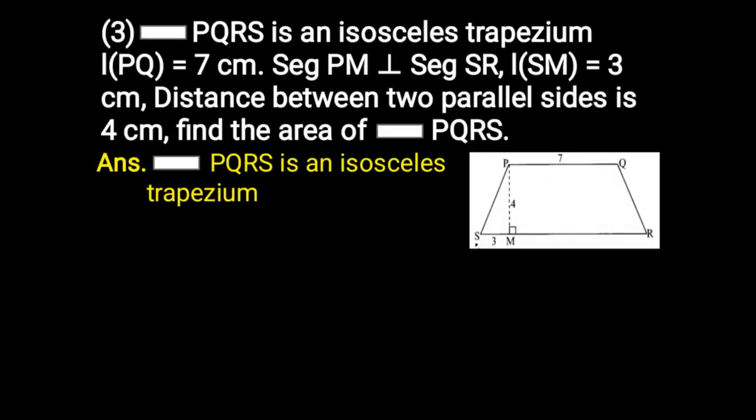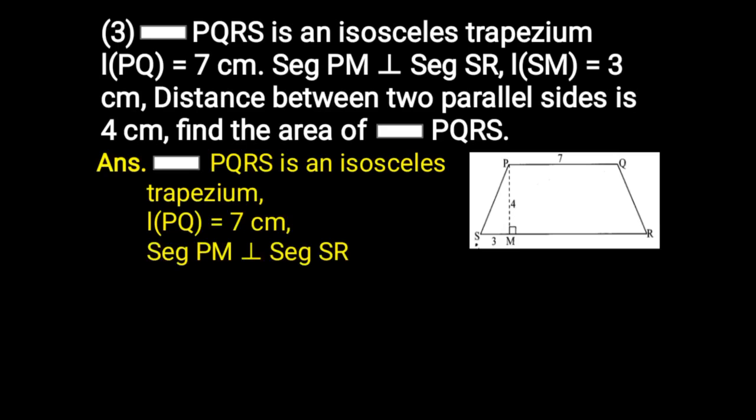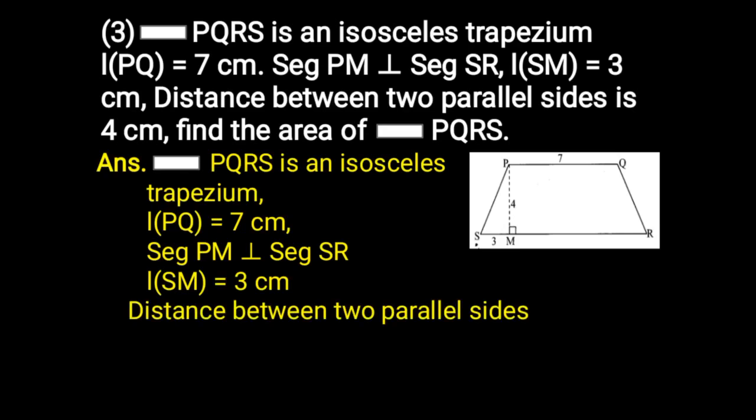Quadrilateral PQRS is an isosceles trapezium. Length of PQ is equal to 7 cm. Segment PM is perpendicular to segment SR. Length of SM is equal to 3 cm. Distance between two parallel sides is equal to 4 cm. You have to find area of quadrilateral PQRS.